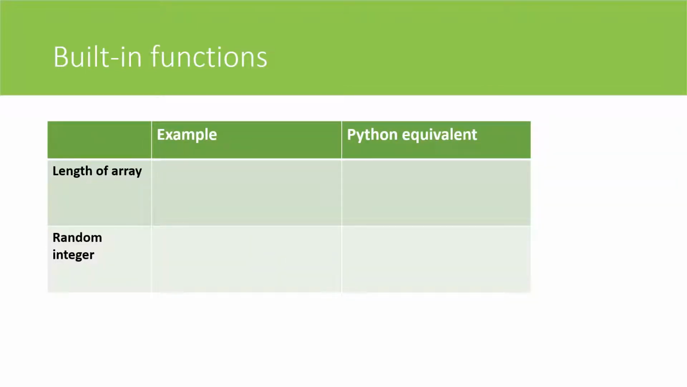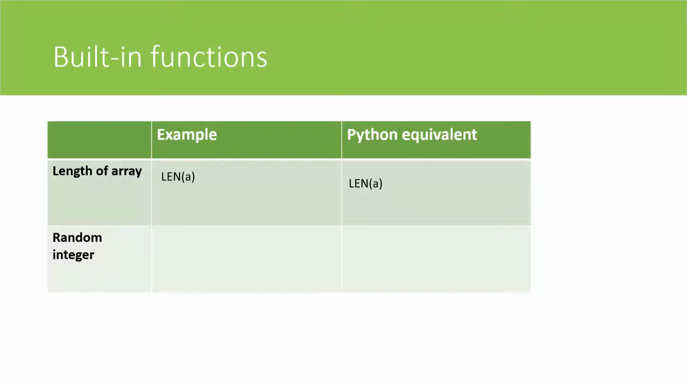When we want to use built-in functions in our pseudocode, we could just take the actual name of the function from the language that we're interested in, so in this case Python. So to get the length of an array, we just simply use the same function name as we would in Python, so it's going to be exactly equivalent.